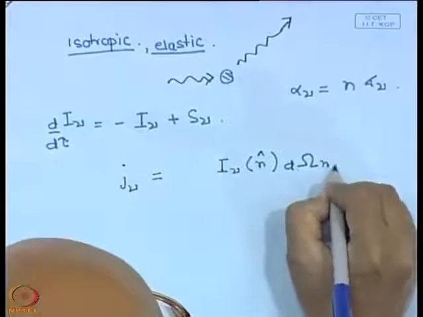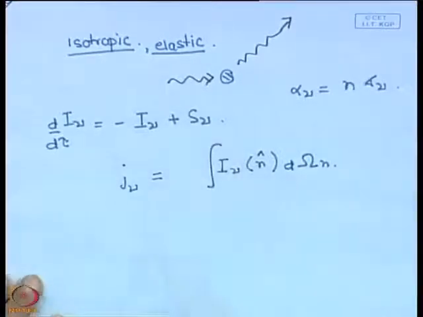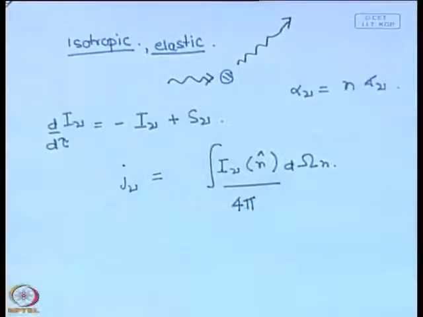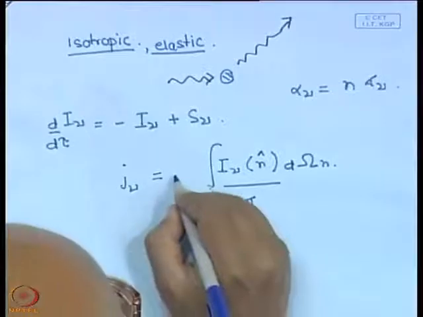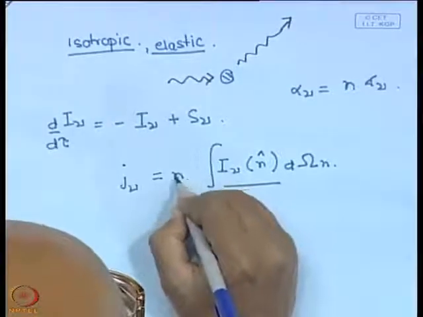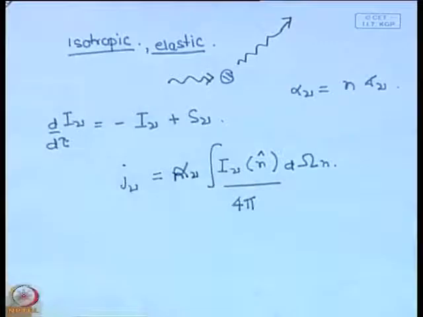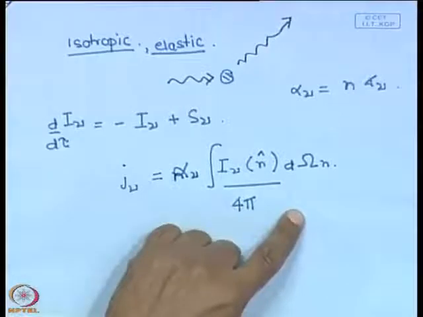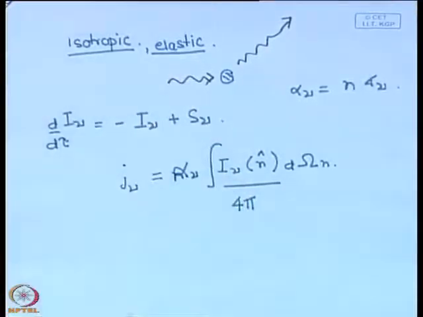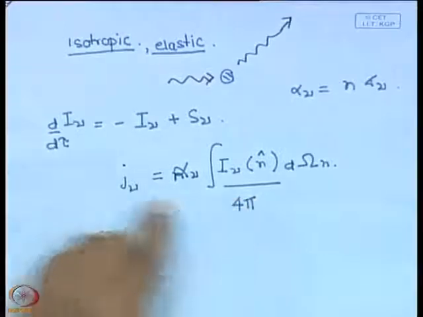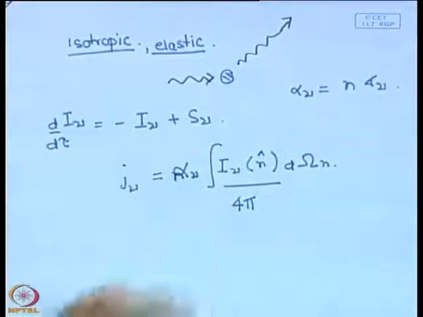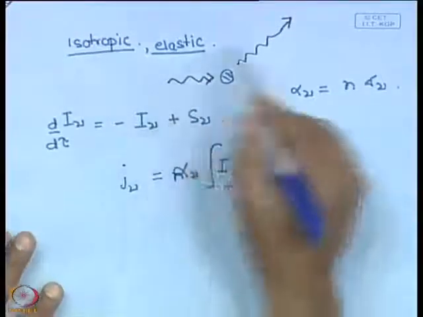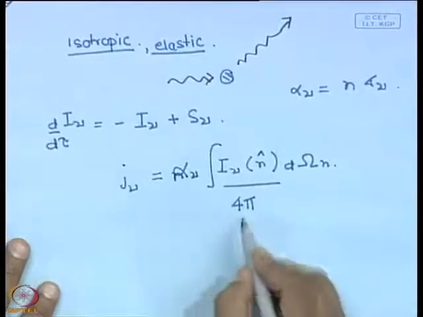So I have to integrate over all solid angles, and it will be going out equally in different solid angles. So I have to divide by 4 pi and multiply this with alpha nu. So the emission coefficient is the absorption coefficient times just this factor. The radiation that is incident gets scattered into different directions, that's all. So the emission coefficient and the absorption coefficient are related like this. The incident radiation from all directions, you average over that, and then it gets randomly distributed over 4 pi.